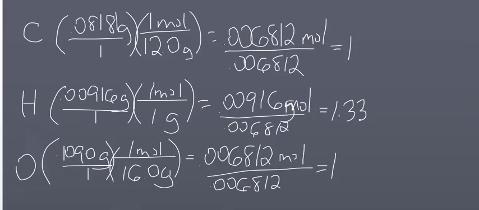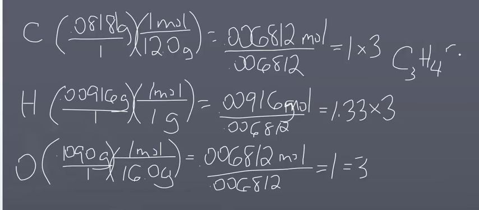I want to get whole numbers. If I have 1 1/3, I'm going to have to multiply by 3 to give me a whole number, which means I multiply all of these by 3. So my empirical formula is going to be 3 carbon, 1.33 times 3 is 4 hydrogen, and then oxygen is also 3. So this is my reduced form, my empirical formula for that combustion reactant.